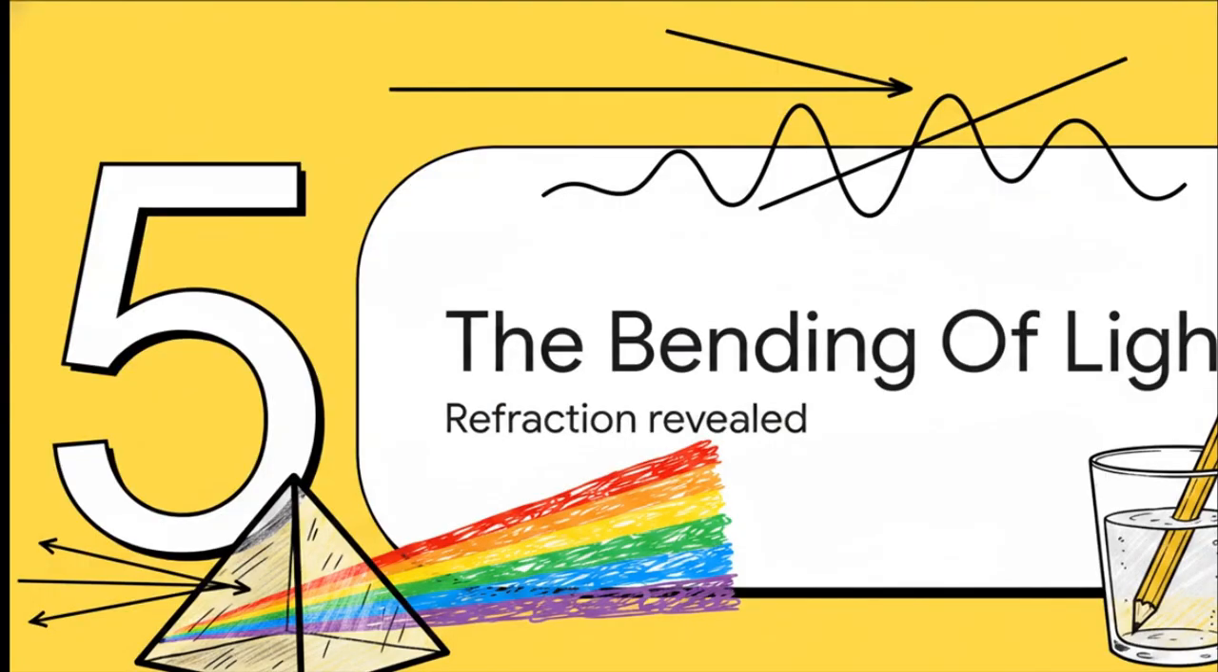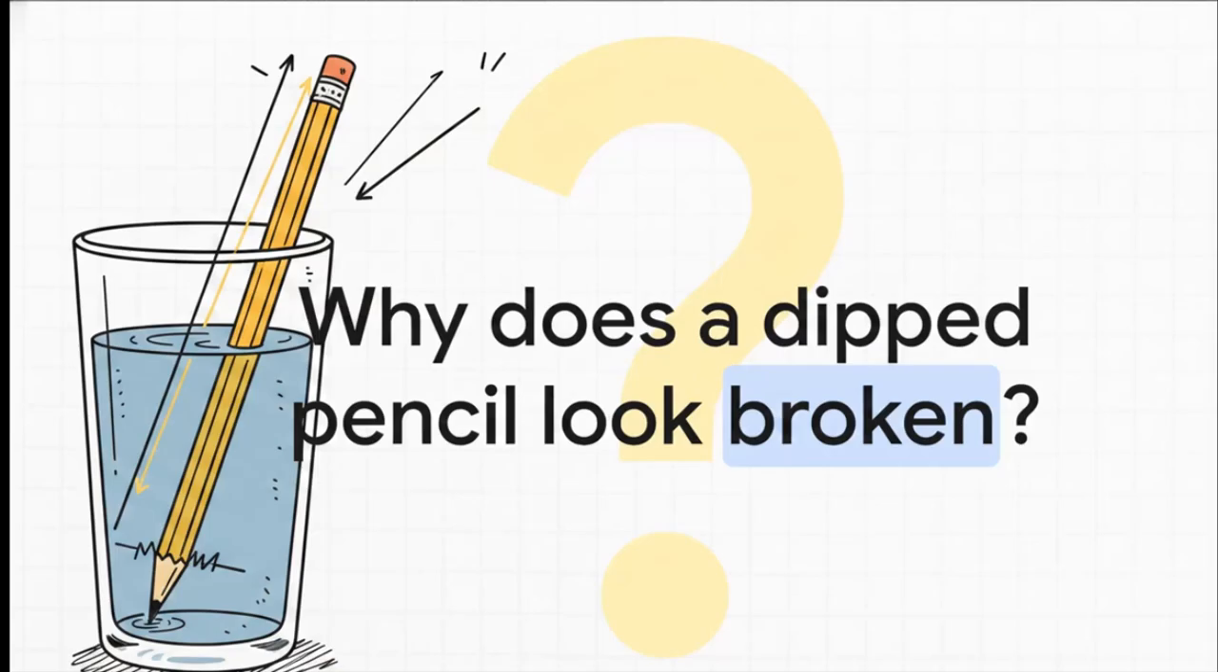Section 5. The bending of light. Okay, let's step completely away from mirrors for a second. I want you to picture this. You drop a perfectly straight pencil into a glass of water, and suddenly it looks broken or jagged right at the waterline. Has the pencil snapped? No way! You are witnessing refraction.